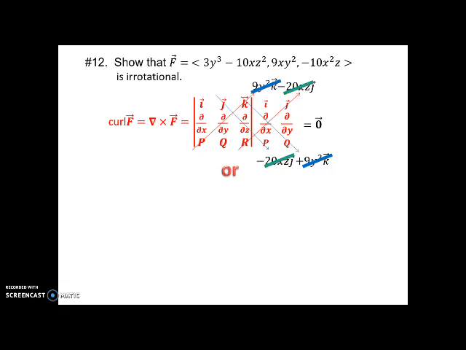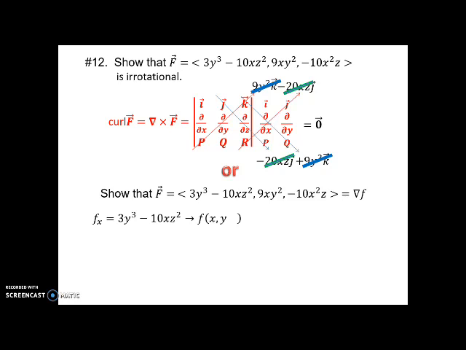Or, maybe this would be easier. Let's just show that the vector field F is the gradient of some function f. Would that have been easier? Okay, so f sub x is the first component, and if we integrate that with respect to x, we get 3xy cubed minus 5x squared z squared, and then there could possibly be a term with just y and z in it. And then f sub y is the middle term, and if we integrate that with respect to y, we get 3xy cubed, plus possibly a function in terms of x and z. And so far it matches, right?